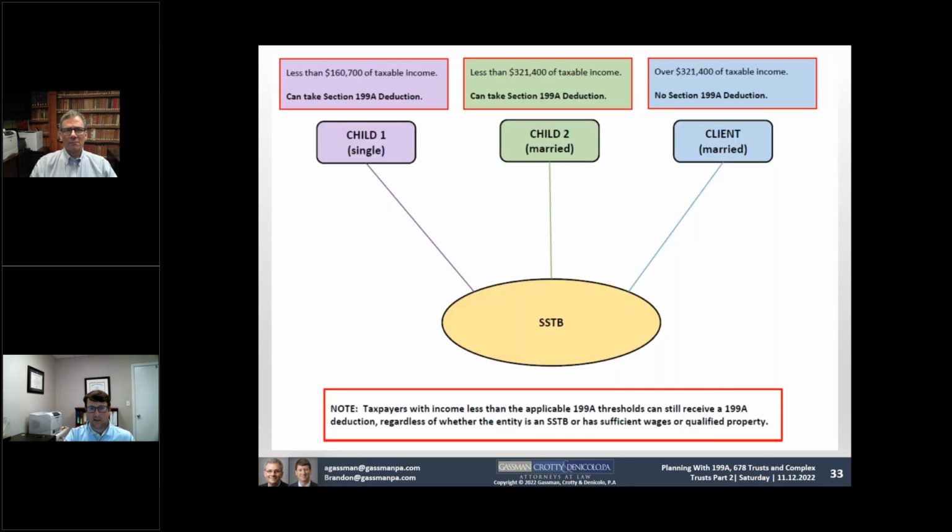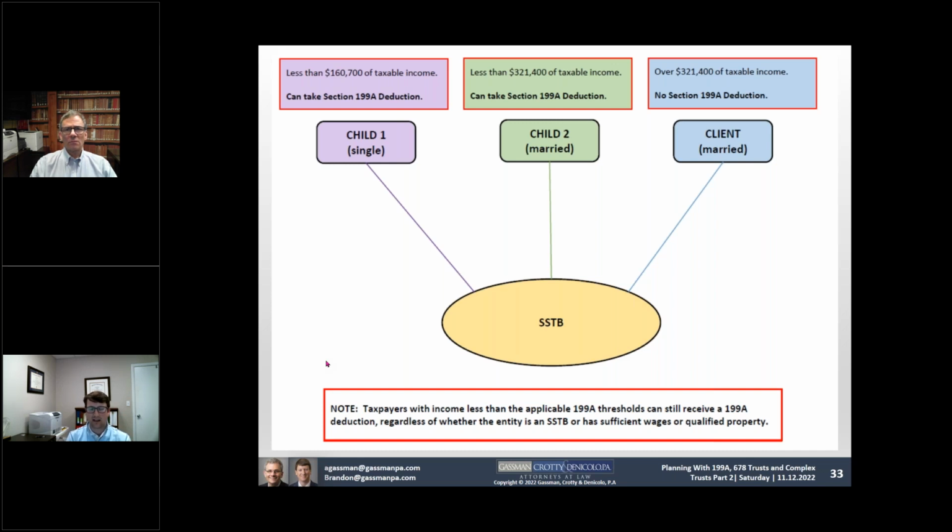All right, so let's go through another example here just to drive home this idea of what we can do. We have the client there over the threshold for taxable income, so there's no 199A deduction. Well, his youngest child is single, makes less than the threshold amount. If we shift income to that child and stay below the threshold amount, then they can take the Section 199A deduction, even though it's a specified service trade or business. Same thing for child 2, who's married. They're below the threshold. They could also take the deduction, even though it's a specified service trade or business.